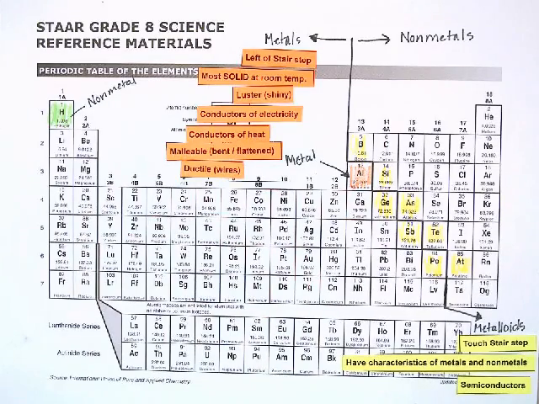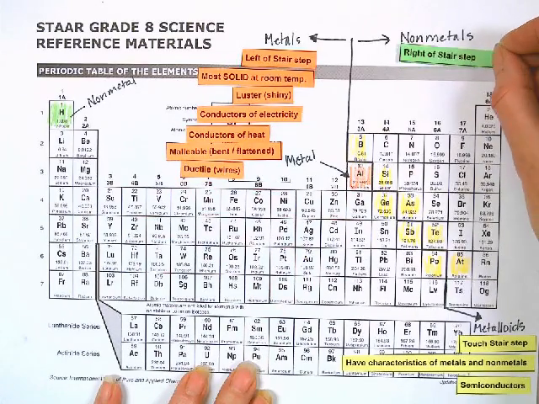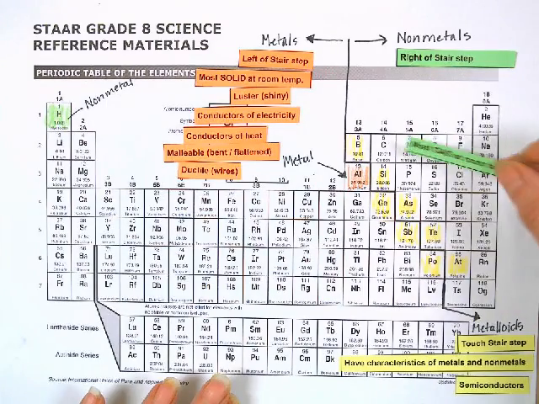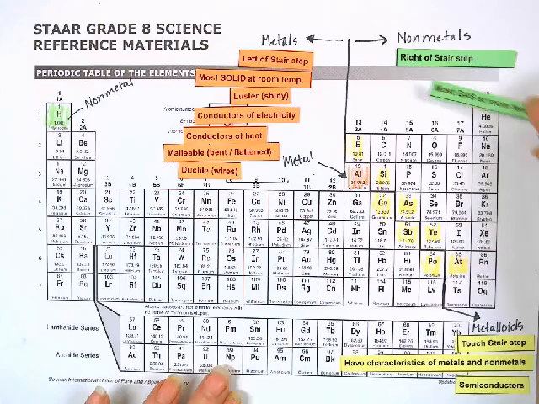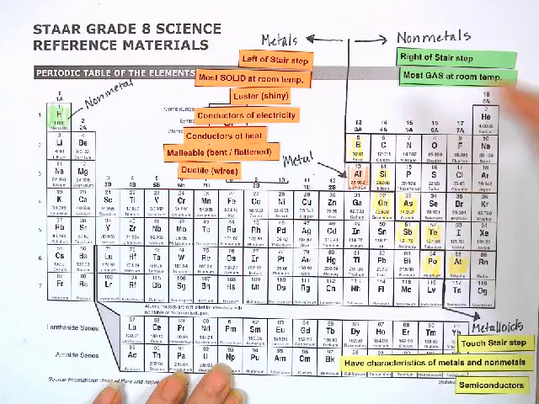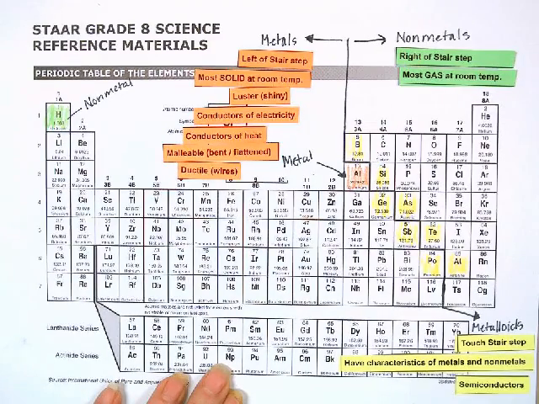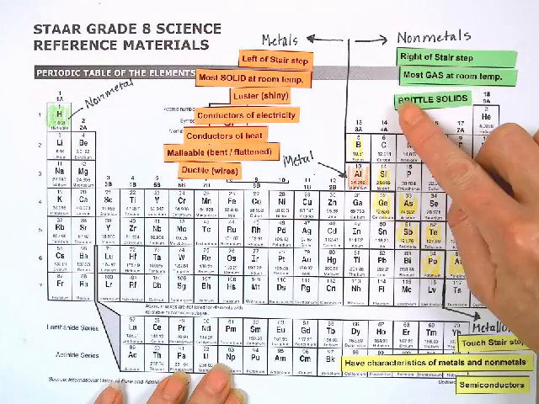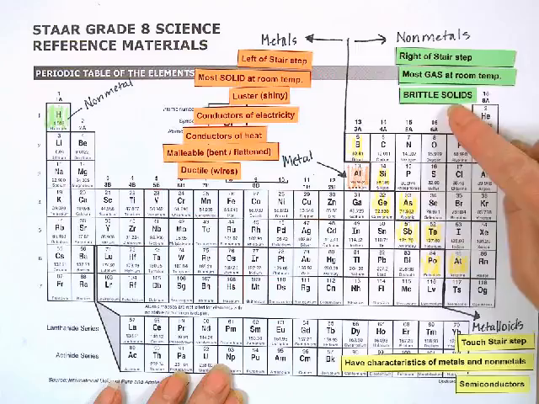Now let's look at some characteristics of nonmetals. First of all, you will locate your nonmetals to the right of the stair step. Nonmetals are mainly gases at room temperature. So most of these are gases here at room temperature. If they are a solid, which some of them come in as well, they are very brittle. Brittle just means breakable. So they are breakable solids.